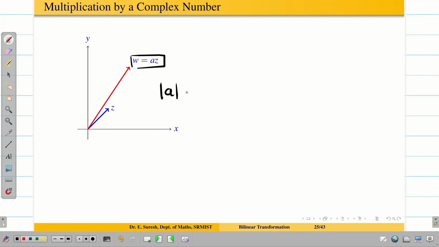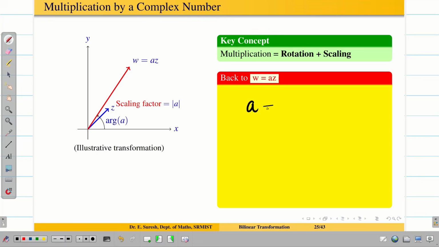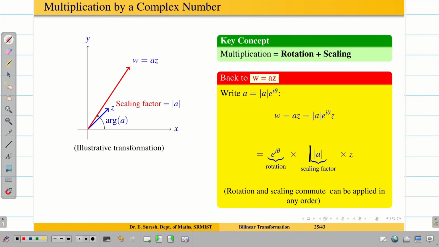And here modulus A is known as the scaling factor, and the angle between the positive real axis and W = AZ is known as the argument of A, or arg A. You can see the image. Since A is a complex number, we can rewrite A as modulus of A into e power i theta. Therefore, when we substitute this A value in W = AZ, we get W = modulus of A into e power i theta into Z. Here, modulus of A is the scaling factor and e power i theta is the rotation.